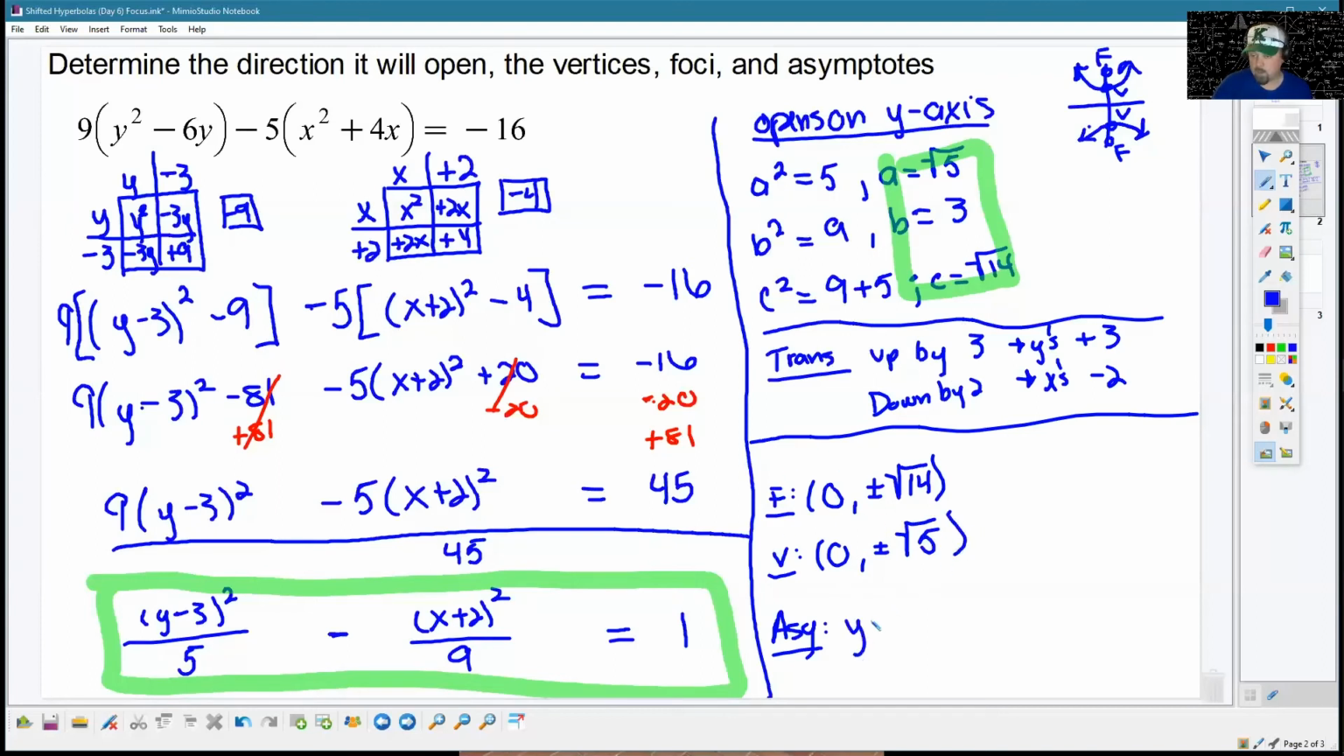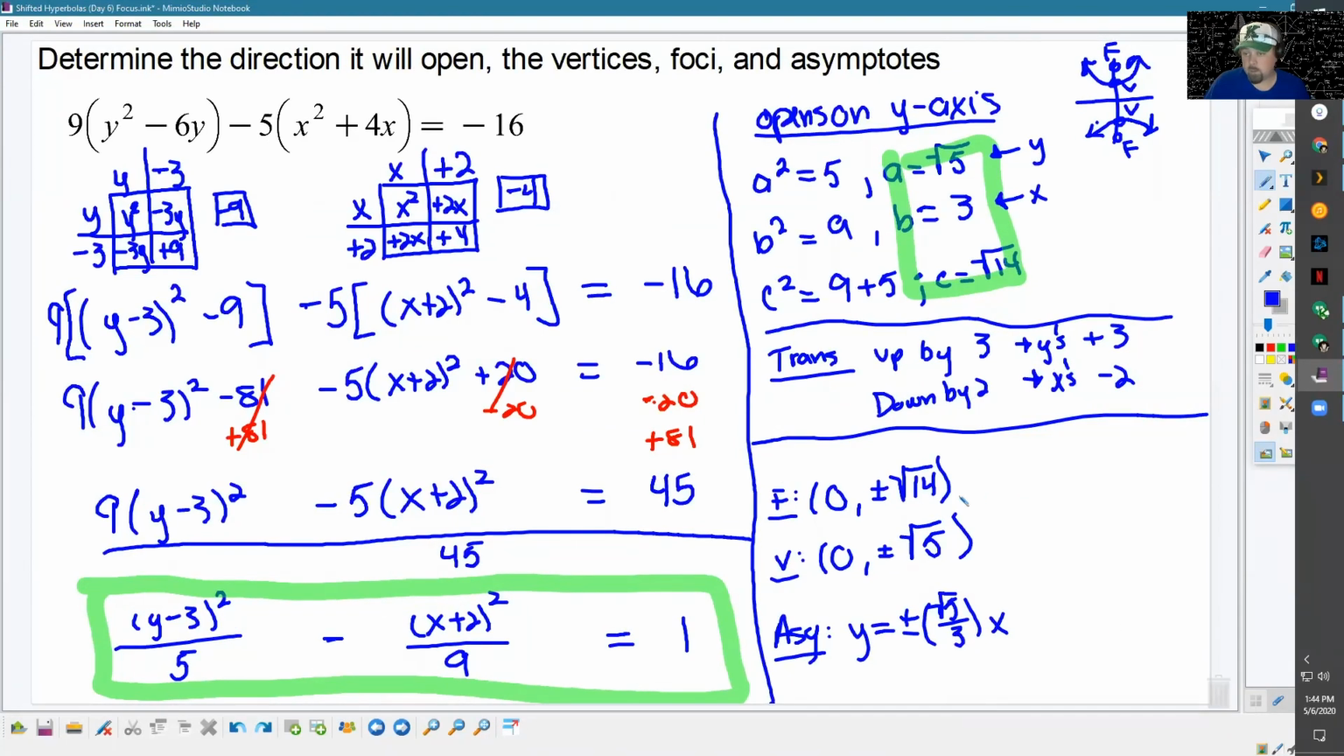These always start as y equals plus or minus whatever our slope is times x. So a was associated with y, b was associated with x, so that means it's root 5 over 3. Which we can leave just like that. Let's deal with those transformations now. So the focus and the vertices, we can simply go through and add these to it. So let's start with our x's.